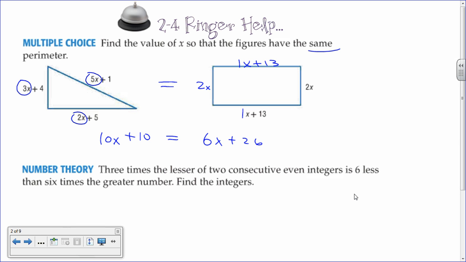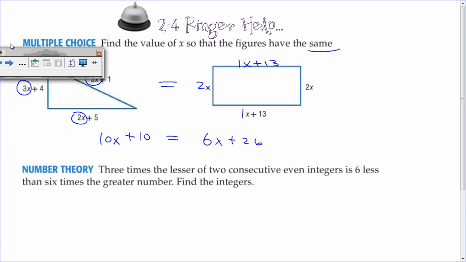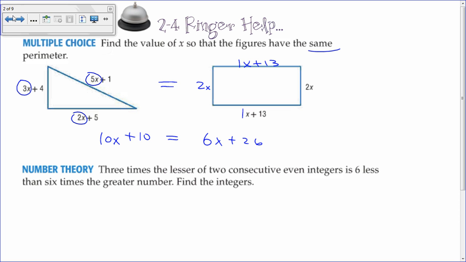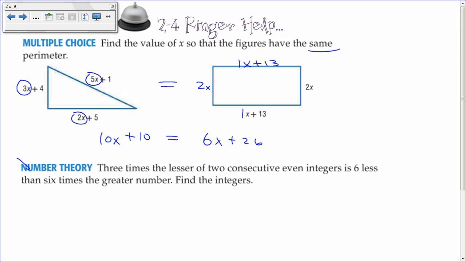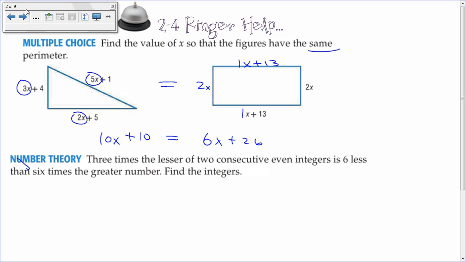You guys can go back and just say. Number 3, look at the bottom. Okay, this is kind of similar to what we did in 2-3, I think. Okay, number 3, we got 3 times the lesser of 2 consecutive even integers. So what would I use for 2 consecutive even integers?